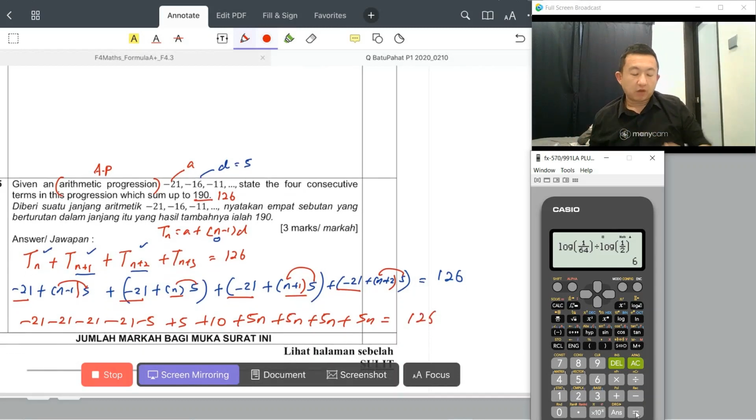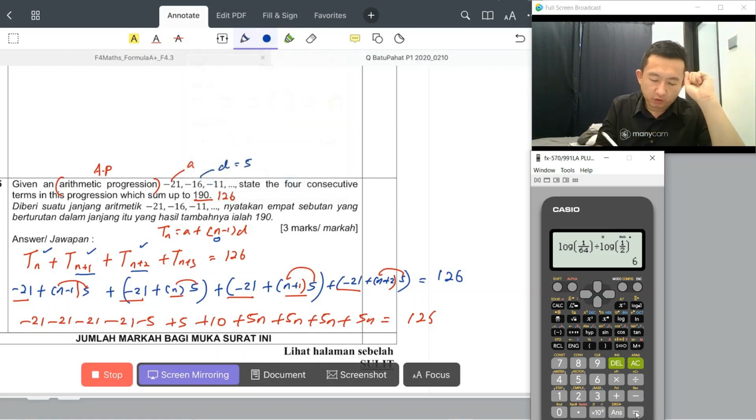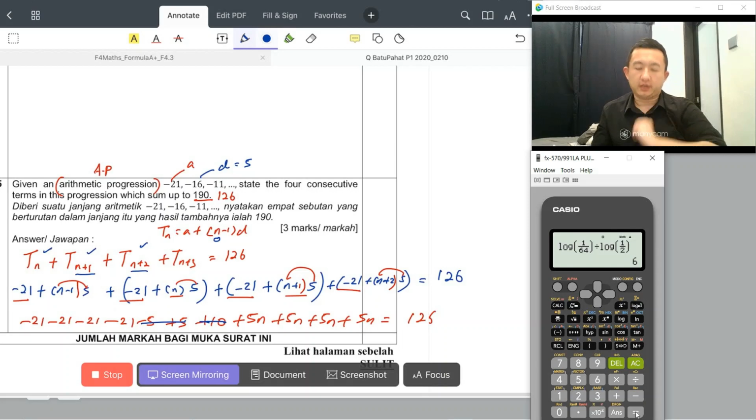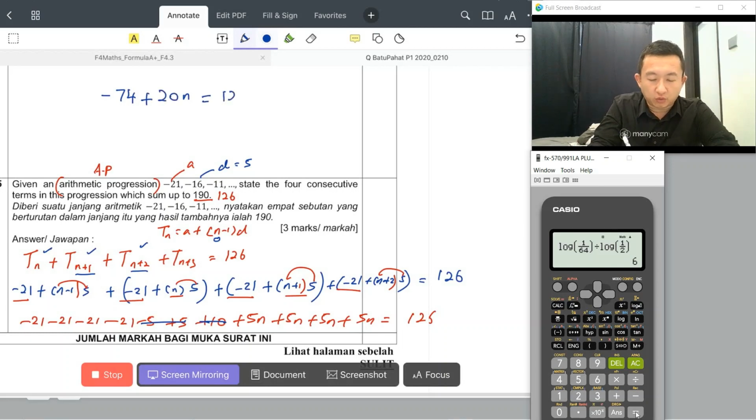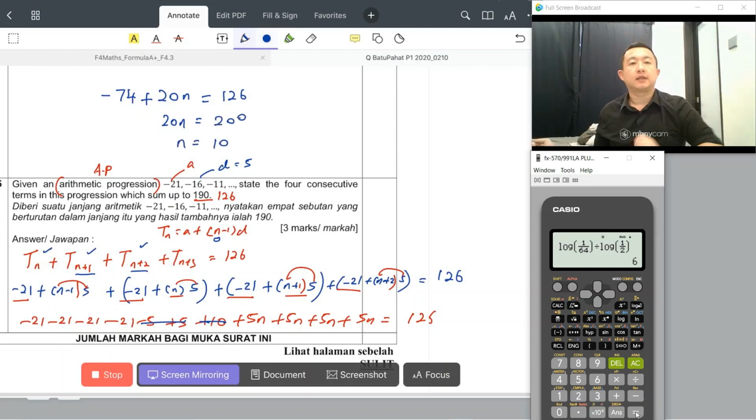And then you figure out negative 21 times 4, you have negative 84, and plus 10, negative 74. Okay, so you have negative 74 plus 20n equals 126. Okay, you can try, and then 20n equals 200, and n equals 10. So we don't stop here because we only know that tn is actually T10. So we need to find the value of T10, and then T11, T12, and T13.